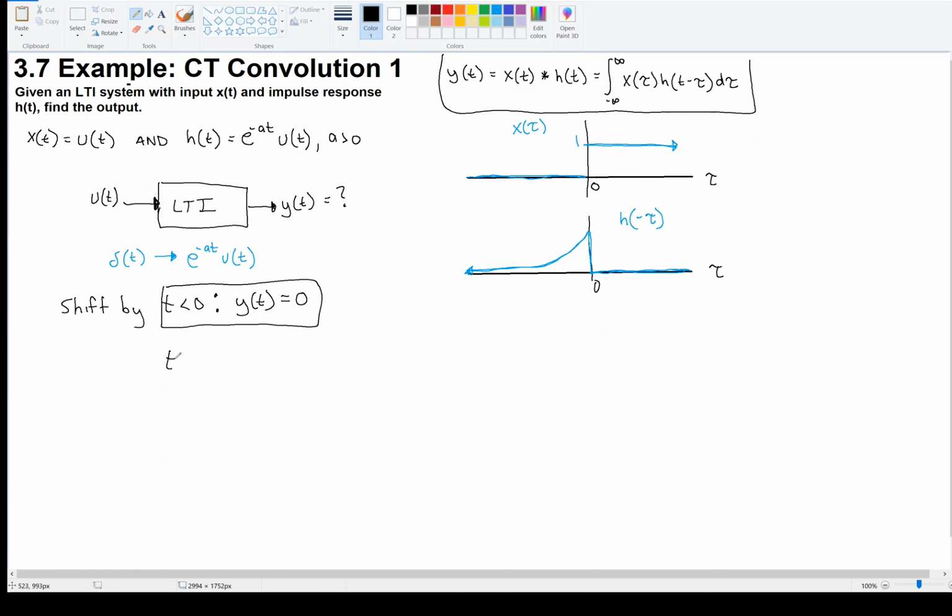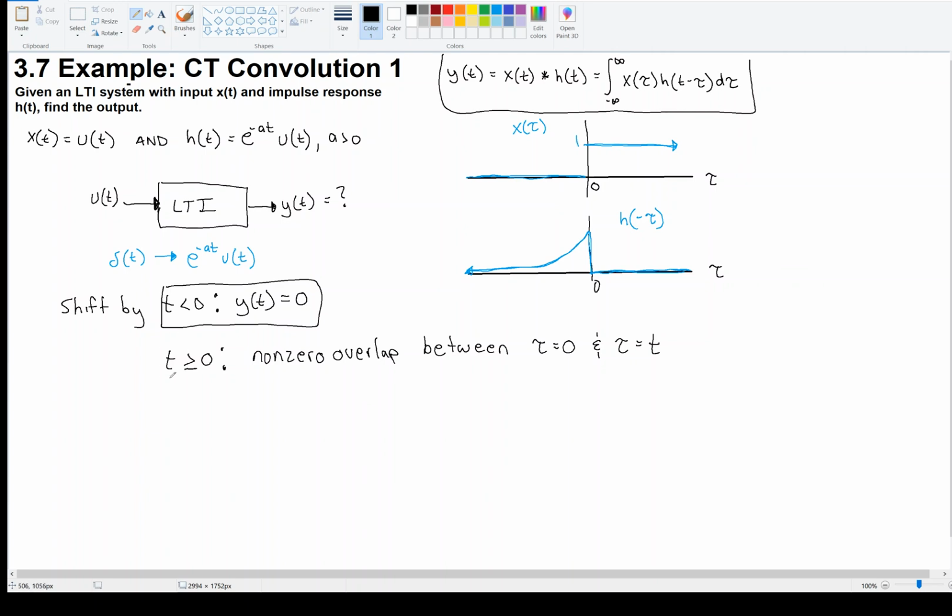Now, consider shifting by more than 0. And we'll put greater than or equal to 0, but it doesn't matter in continuous time. Now, imagine shifting this thing now to the right. If I shift by 1 second, or 1 unit of time, then my region of non-zero overlap is between 0 and 1. If I shift by 2, my region of non-zero overlap is between 0 and 2. In general, if I shift by t, the region of non-zero overlap starts at 0 and goes to t. Okay, so I'll write that down actually. Non-zero overlap between tau equals 0 and however much I shifted by, which is t.